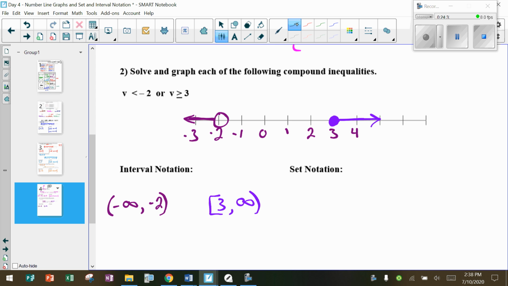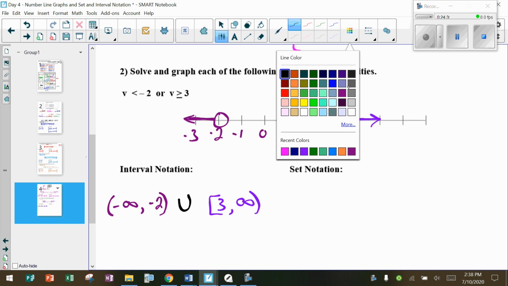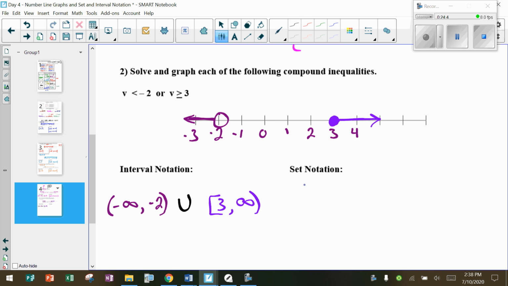In between, with the OR, I always use the union symbol. As far as the set notation is concerned, that's not going to change from the way the problem was originally given. I just add in the X as an element of the real numbers, and then copy down, oops, tricking myself, V in this case. V is an element of the real numbers because they use the letter V up here at the top. V is less than negative 2, or V is greater than or equal to 3.